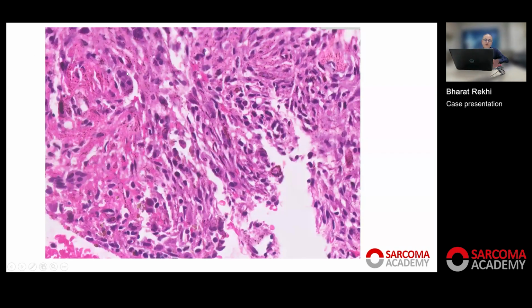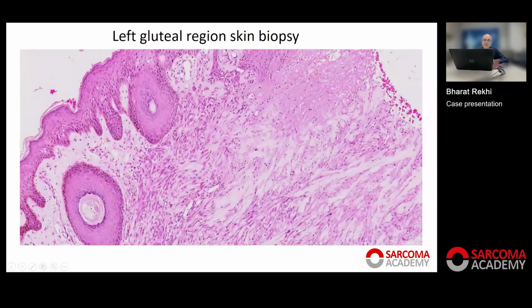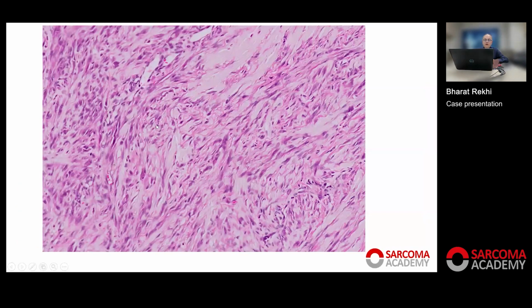At higher magnification, you can see these multinucleate osteoclast-like giant cells, and then these oval cells with some spindle cells. And then there was the gluteal biopsy, in which you can see the epidermis and a lot of spindle cell proliferation with focal ulceration. Higher magnification shows you the collagen and these spindle cells infiltrating all across.